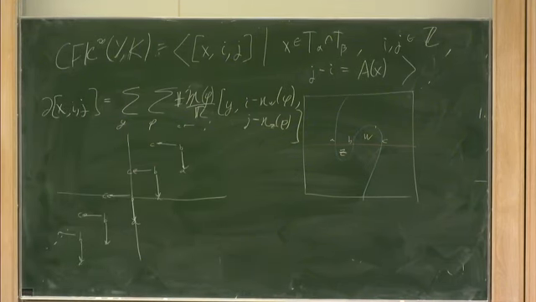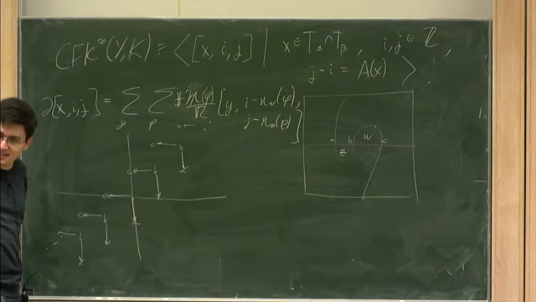Okay? And there we go. That's going to be our chain complex. Now, I sort of alluded to this before. Right? I and j are not independent of each other.